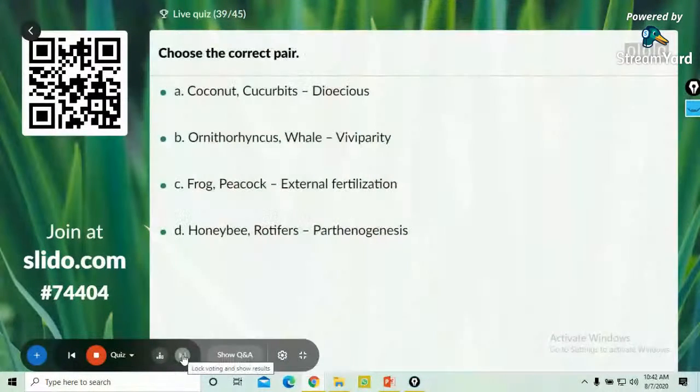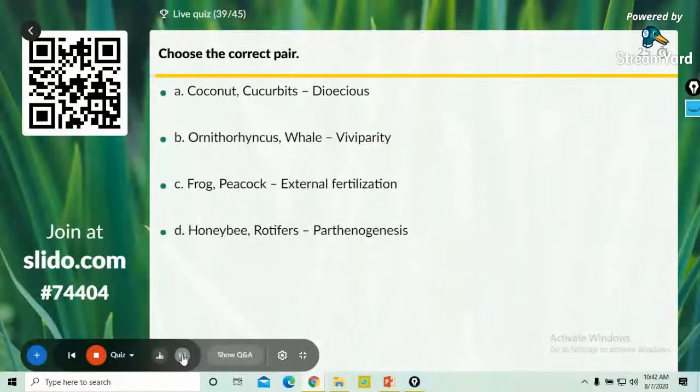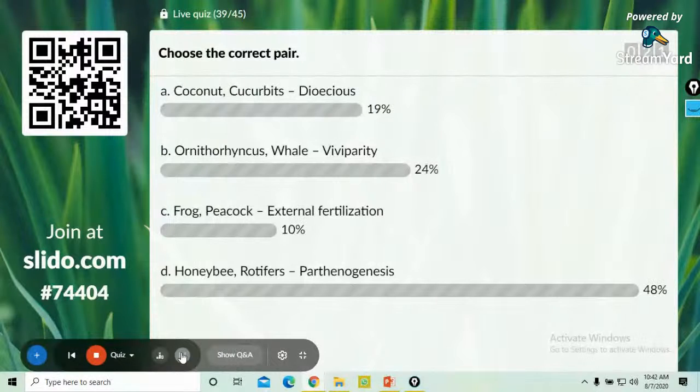39th question. Choose the correct pair. Option A, coconut and cucurbits are dioecious. Ornithorhynchus and whale are viviparous. Frog and peacock have external fertilization. Honeybee and rotifers show parthenogenesis. Yes, 48% with the correct answer.